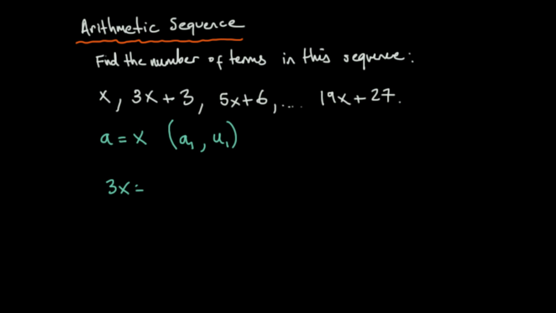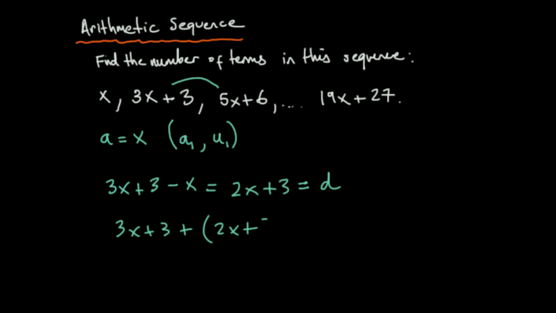3x plus 3 minus x equals 2x plus 3. So this is your constant difference. And just to check, you can do it with the next one. If I get 3x plus 3 and I add D, I should get that one. So let's check. 3x plus 3, and I add D, and D we said was 2x plus 3. Then I should get 5x plus 6. Let's see, 3x plus 2x is 5x, 3 plus 3 is 6, so we get the 6 and the 5x. We get exactly right, so that's our check.